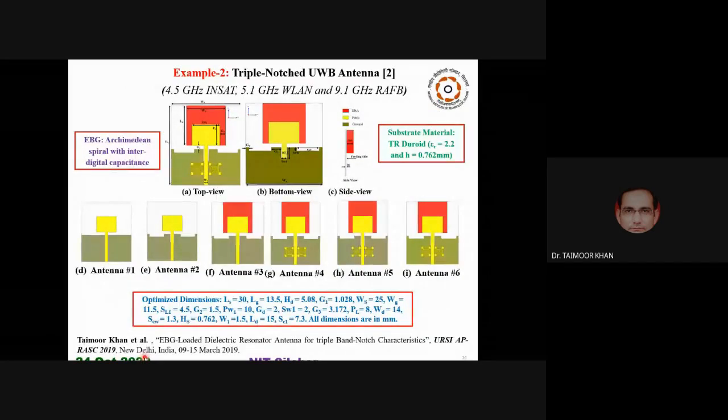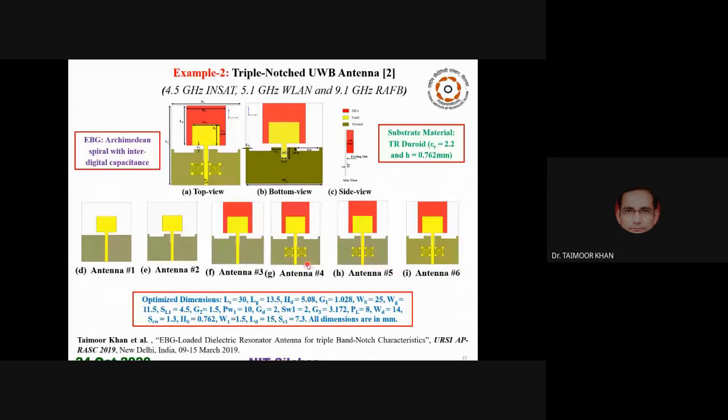Come to the second example, that is example two, triple notch characteristic. Here the entire thing step by step need not be discussed in detail, because the intermediate steps are common to all types of designs. Ultimately, come to this one here: the behavior of this EBG unit cell, how it is changing.